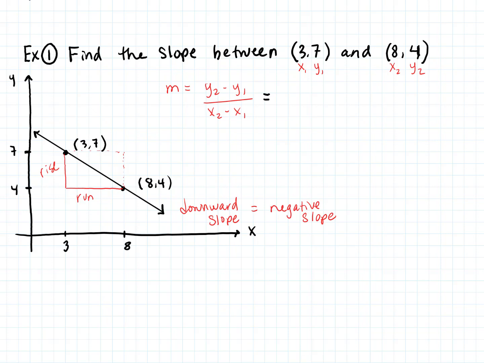So the slope here is going to be 4 minus 7 divided by 8 minus 3. So we're taking our y2 minus y1 on the top, and then on the bottom x2 minus x1. And so then we could plug that into a calculator if you wanted to, or we could just do these numbers, they work out kind of nicely. So -3 over 5.